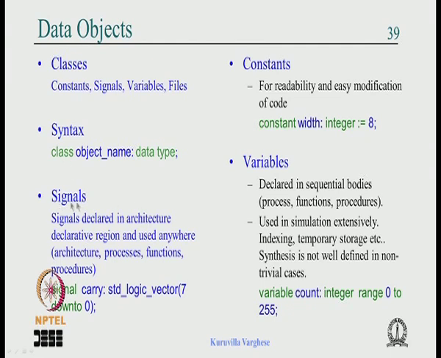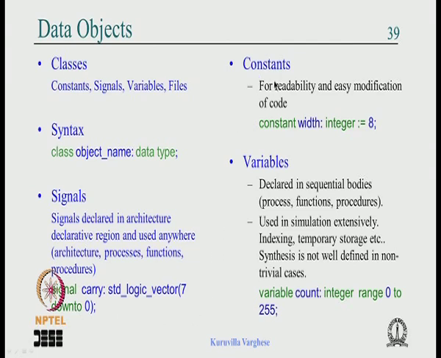So let us look at the signal class. Signals are basically declared in the architecture declaration region, and they can be used everywhere: in the architecture statement region, processes, functions and procedures. The syntax is signal, a name and the data type. So here I write signal carry, std_logic_vector 7 down to 0.